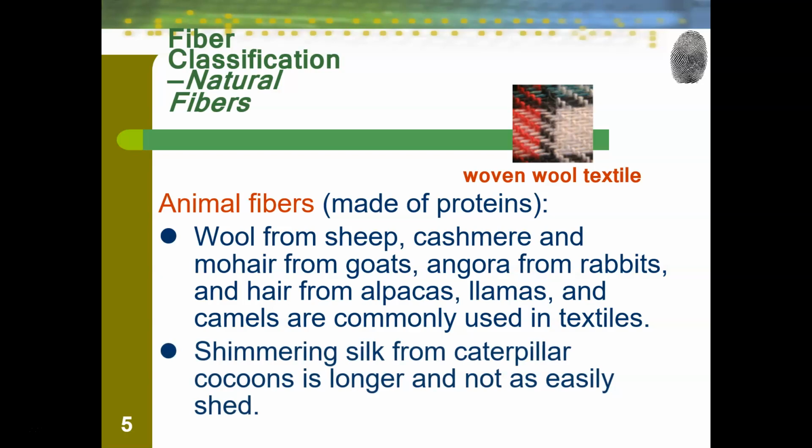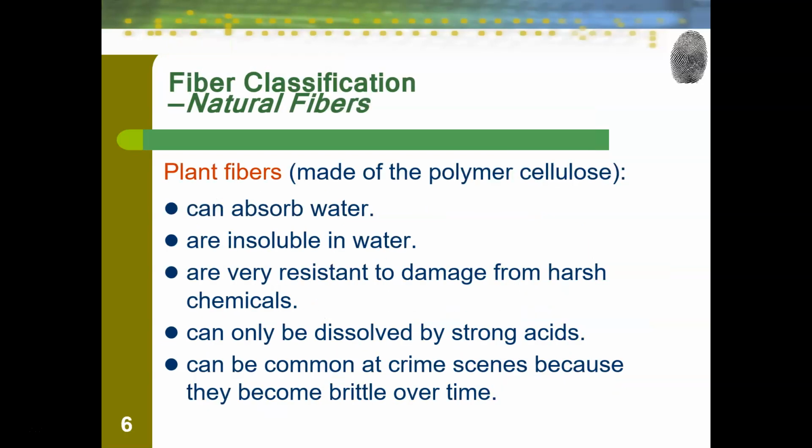And another animal fiber that you may be thinking about a little less, silk, actually comes from caterpillar cocoons. It does create longer strands, but it's not near as easily shed, which explains why silk is so expensive compared to wool, for example. Another type of natural fiber is plant fibers, and these are made from polymer cellulose.